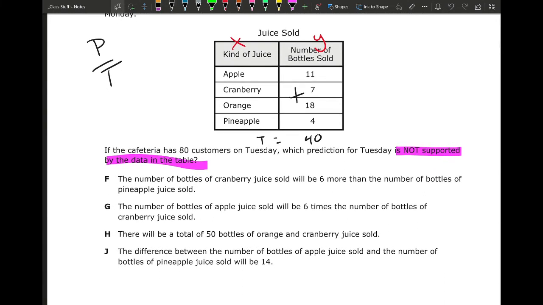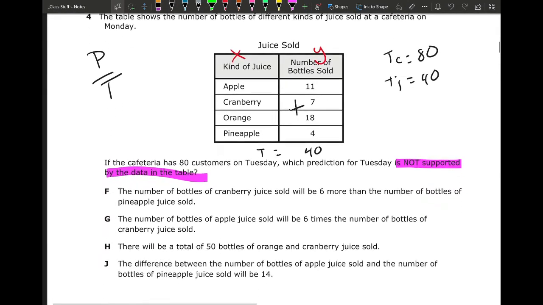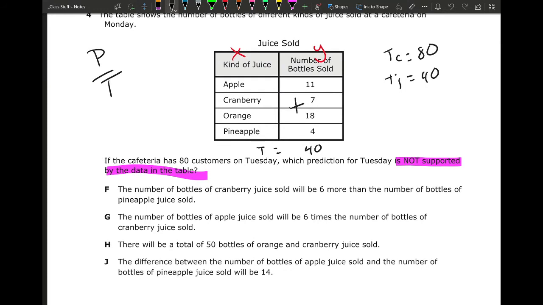And it says, F. The number of bottles of cranberry juice sold will be 6 more than the number of bottles of pineapple juice sold. Remember, we're looking for the wrong answer. We have total customers equals 80 on Tuesday, total juice equals 40. Those were Monday's numbers, so we're looking for Tuesday's numbers. The number of cranberry juice sold will be 6 more than the pineapple juice sold. So we're looking at this for F right now.